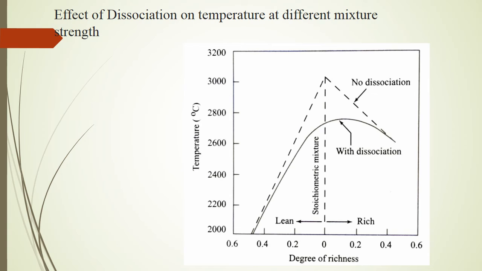Hence, the maximum amount of dissociation occurs in the burnt gases of a chemically correct mixture but decreases with weaker and richer mixtures. Now in the figure shown, the loss in the temperature with mixture strength can be observed. With no dissociation, maximum temperature is attained with correct mixture strength, and with dissociation, maximum temperature is obtained when the mixture is about 10% rich. Dissociation reduces the maximum temperature by about 300 degrees Celsius at the correct mixture strength.